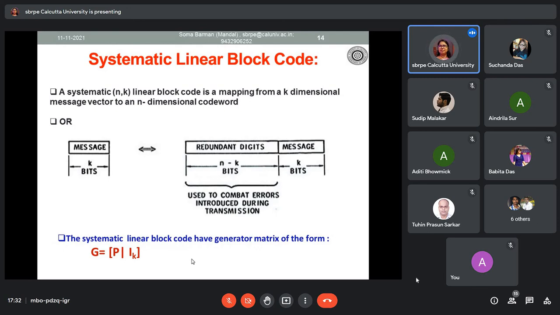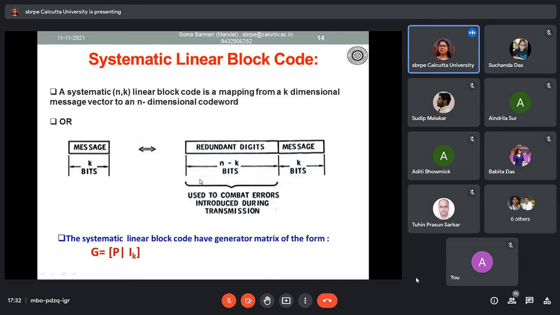Now, a systematic (n, k) linear block code is a mapping from a k-dimensional message vector to an n-dimensional code vector. So we are transforming the k-dimensional message vector into an n-dimensional code word. Your message is transformed into n-dimensional space, and n minus k redundant digits are appended with the message bits. Why are we appending? Because to combat errors that are introduced during transmission of the information through the channel.